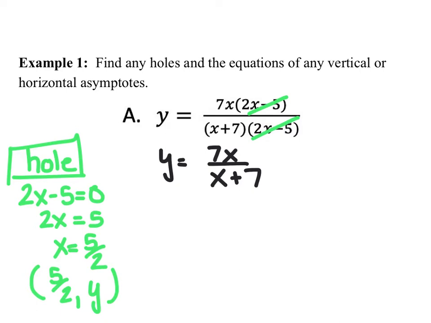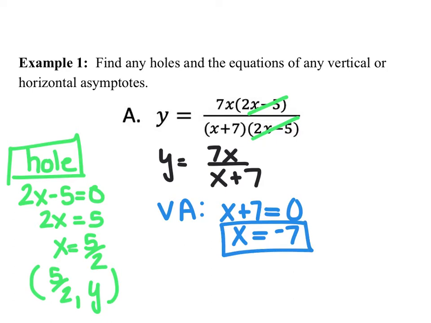Let's talk about any vertical asymptotes. A vertical asymptote comes from our denominator. It's anything that's going to break your domain. Since x plus 7 equals 0 would break our domain, x could not be negative 7. So x equals negative 7 is the equation of our vertical asymptote.